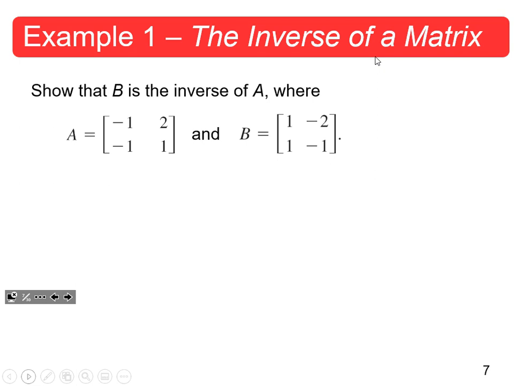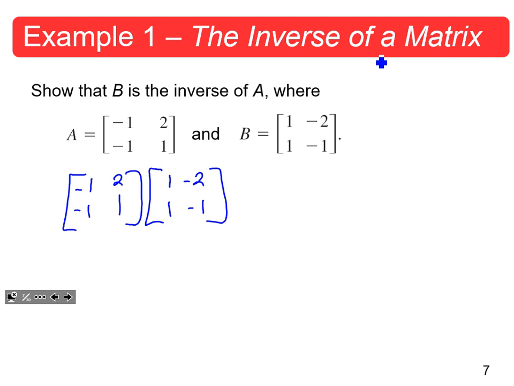So when we look at two matrices here, we've got to multiply them together, both directions, to see if they are inverses. So what we're going to do is take matrix A, negative 1, negative 1, 2, 1, and multiply it by 1, negative 2, 1. And if we get the identity matrix, it can't be 2, 0, 0, 2, or any other numbers. It's got to be a diagonal of 1s. Then it is the inverse.